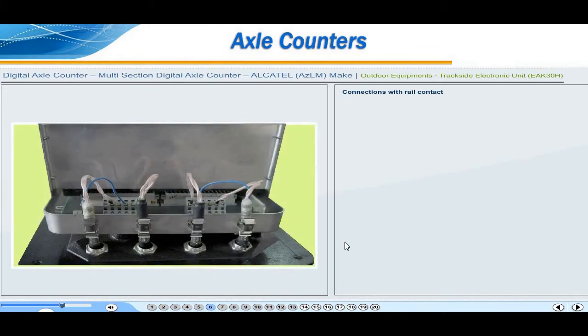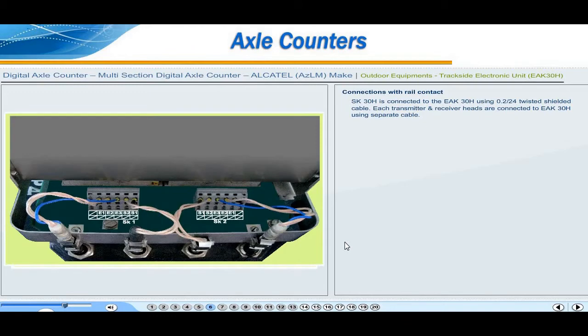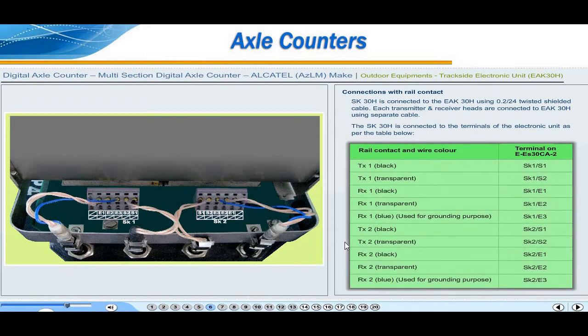Connections with rail contact. SK30H is connected to the EAK30H using 0.2 by 24 twisted shielded cable. Each transmitter and receiver head is connected to EAK30H using a separate cable. The SK30H is connected to the terminals of the electronic unit as per the table below. Separate terminals are provided on EAK for connecting transmitter and receiver cables from SK1 and SK2.